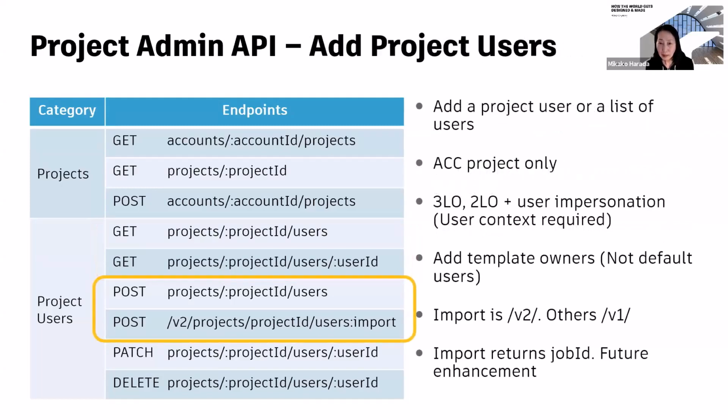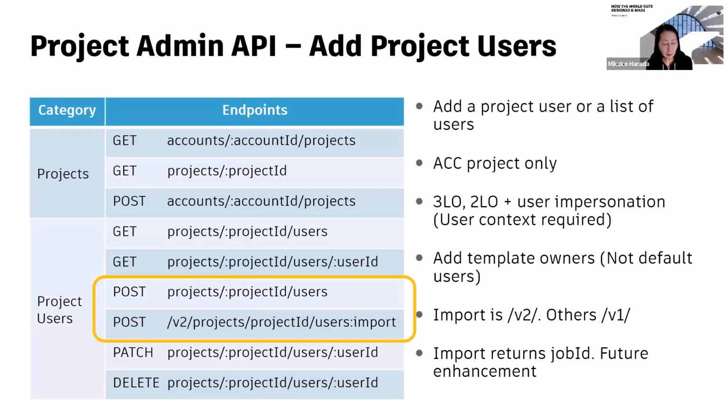The next ones are for adding a project user or a list of project users. The first one is for a single user, and the second one, import, is for a group of users. This is ACC projects only, with 3LO, or 2LO plus user impersonation. Once again, I'm kind of repeating this: user context required, you need to use user IDs. And you can add template owners, not the default users.